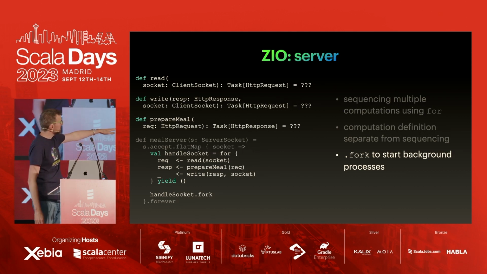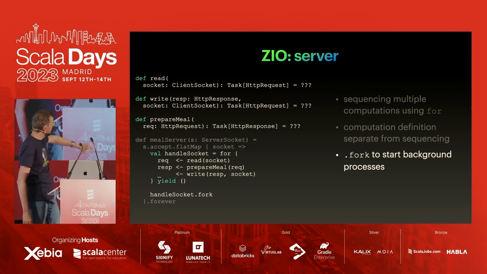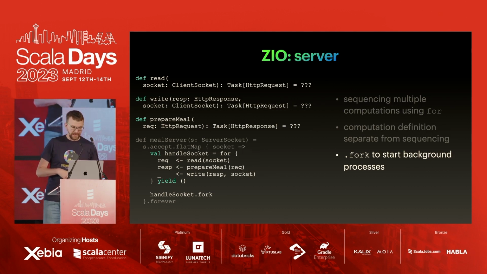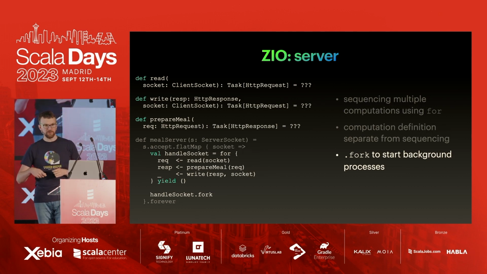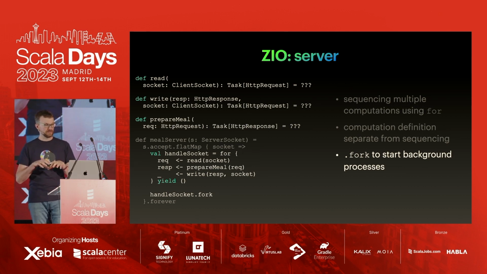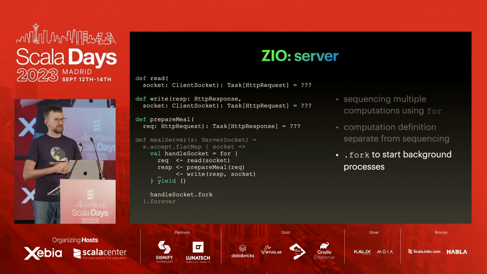That's the first time we actually see some concurrency. So fork is a lightweight way to start a process in the background. And in ZIO, we've got fibers. Fibers are like lightweight threads. So you can run many, many fibers on top of a small pool of threads. And this is all managed by the ZIO runtime.